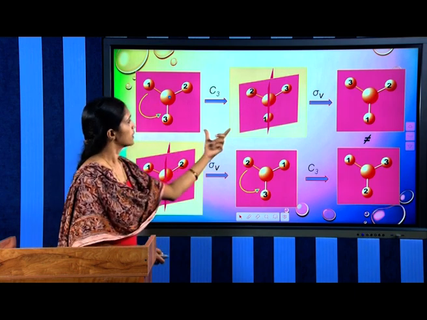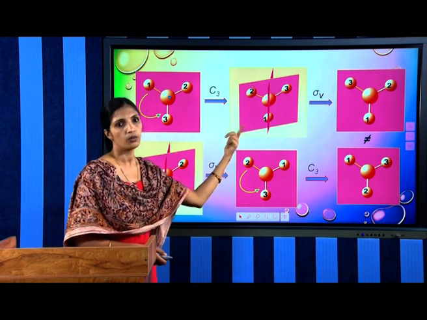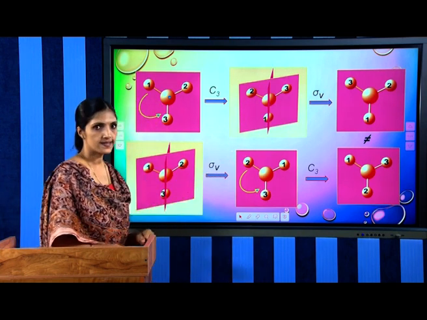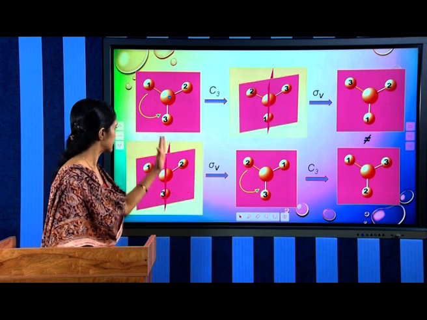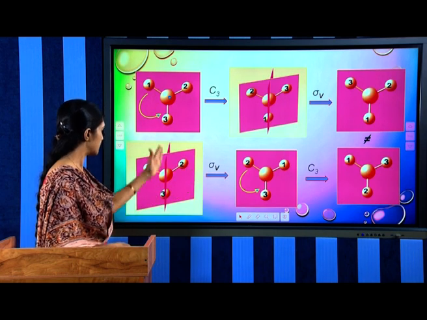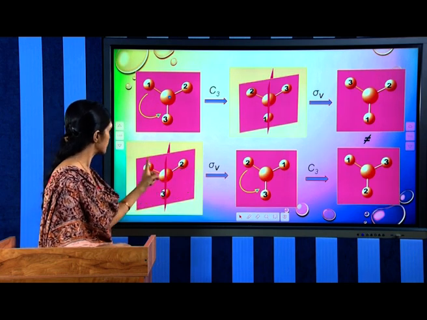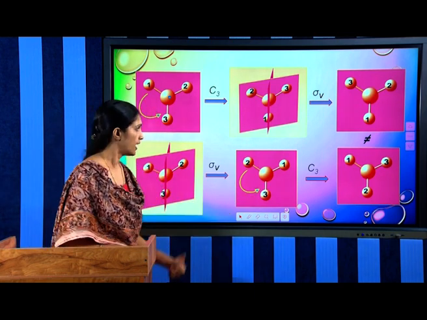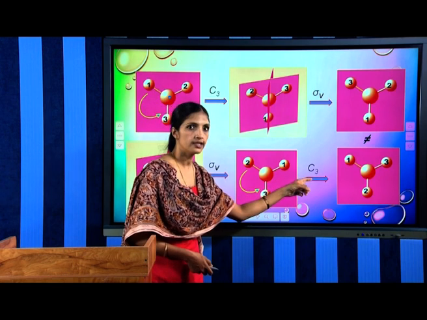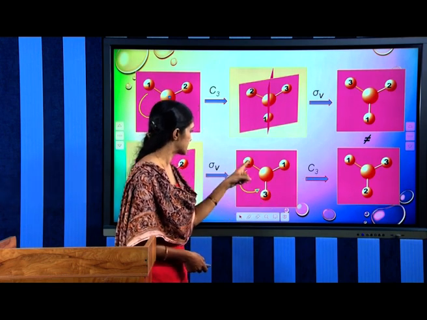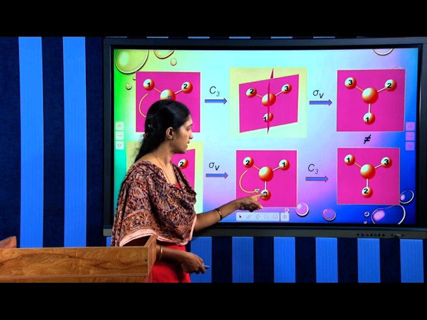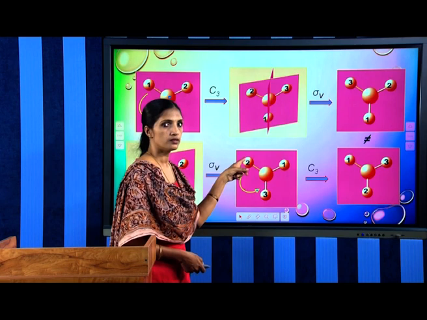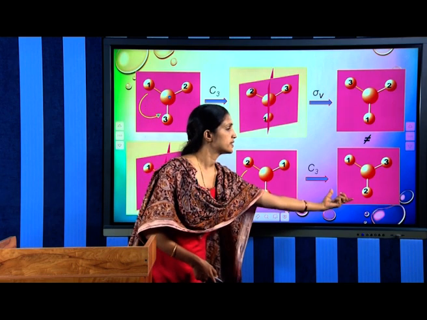Now we are exchanging the order in which the operations are performed. Here sigma V is applied first. That sigma V is the plane, this plane bisects the molecule. So, 2 comes here and 1 goes there. So, this will be the configuration. And after that, secondly we are performing C3. What happens? 2 goes to the place of 3, 3 goes to the place of 1 and 1 comes to the second position. So, this will be the result.